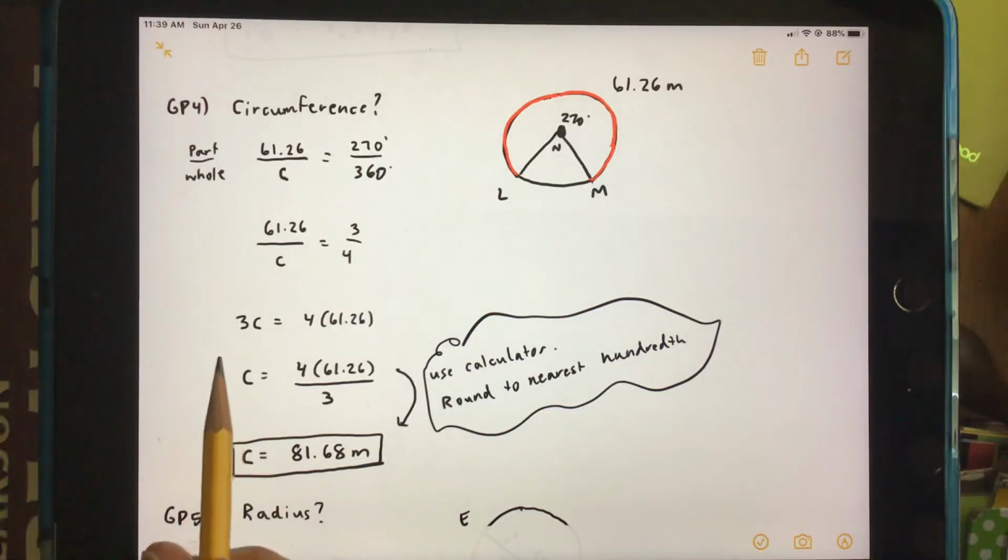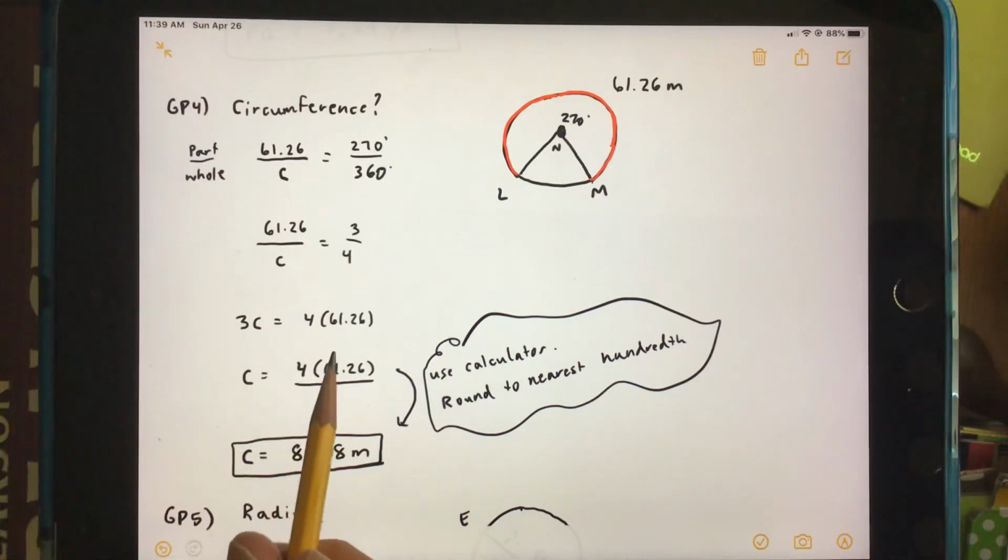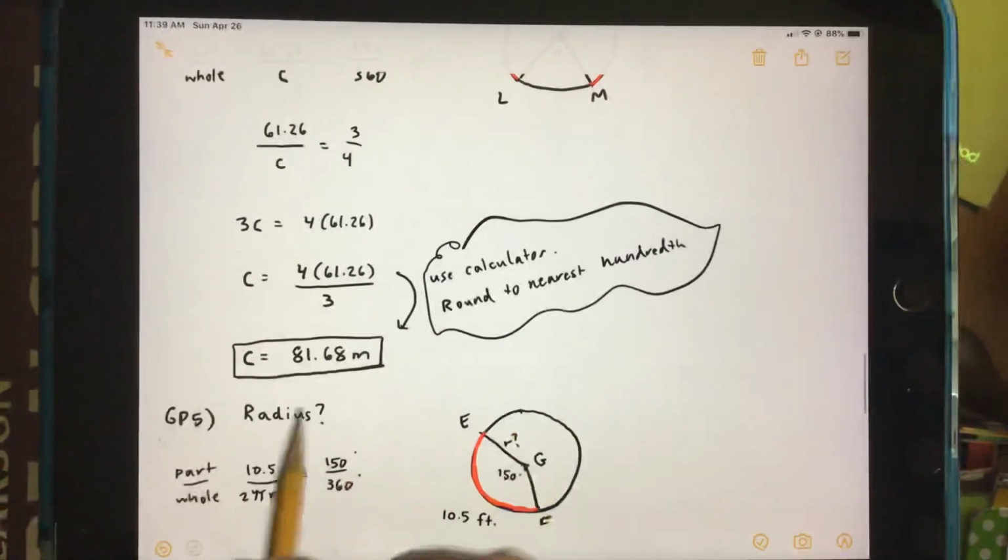Then I'm going to go ahead and use cross products. 3 times C equals 4 times 61.26 for my cross products. Divide both sides by 3. Use a calculator at this point. Then I round to the nearest hundredth, and my circumference would be 81.68 meters.